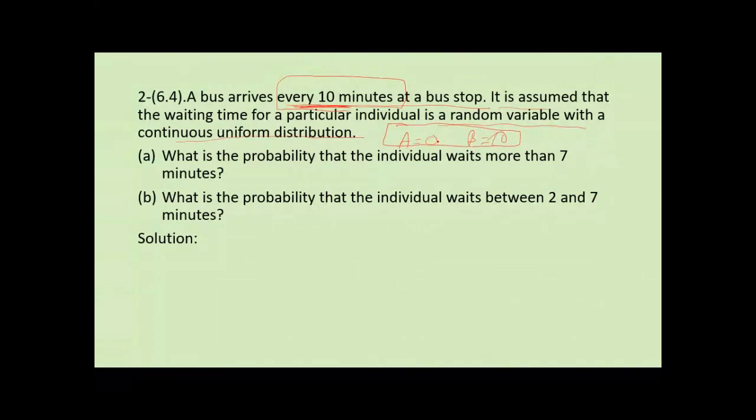For a uniform distribution, we want the interval. So interval length has been given as 10 minutes, so starting point A is 0 and ending point B is 10. That is okay. So we got A and B. Now we can straight away answer. What is the probability that the individual waits more than 7 minutes? Answer is probability of X more than 7.